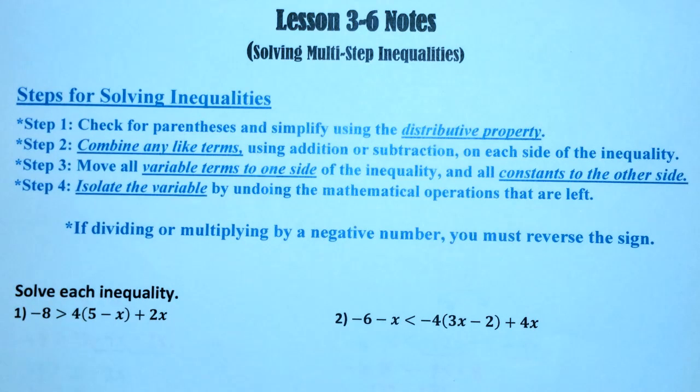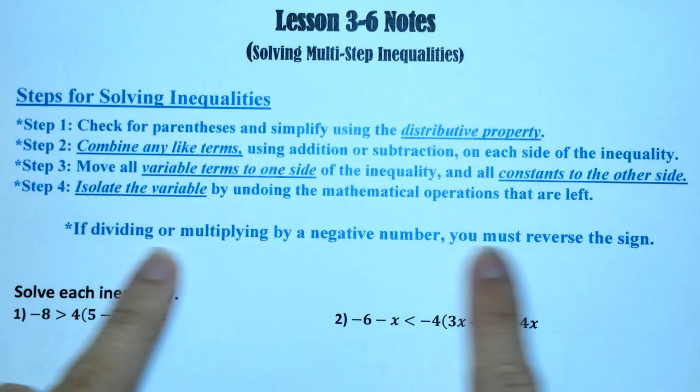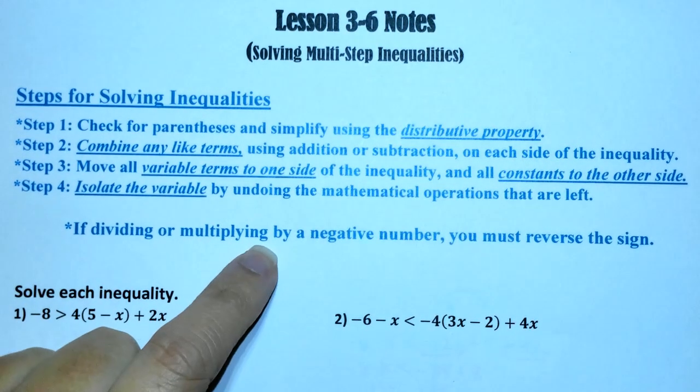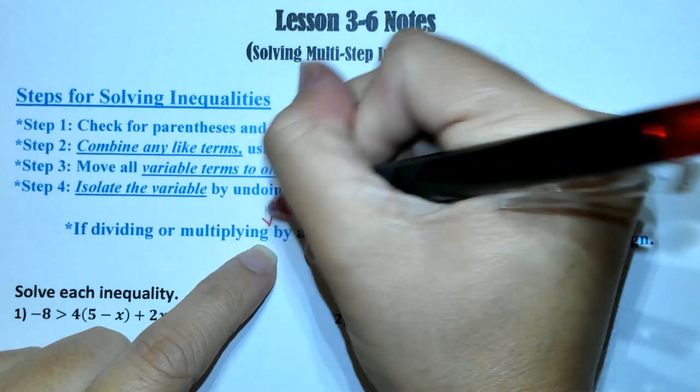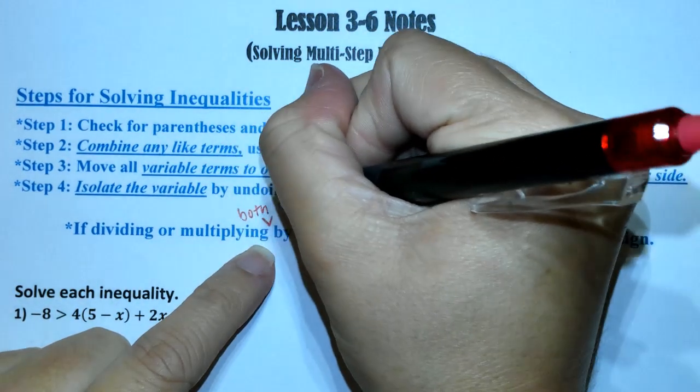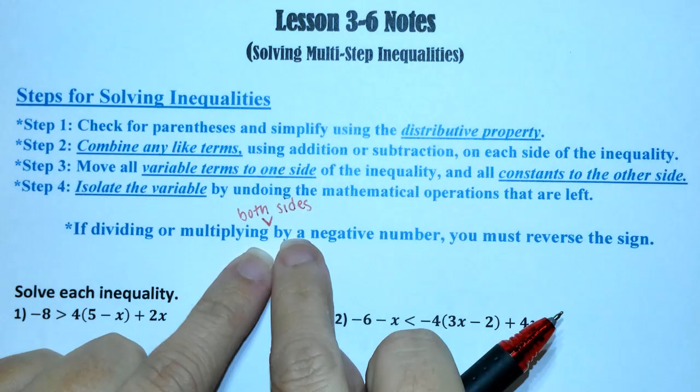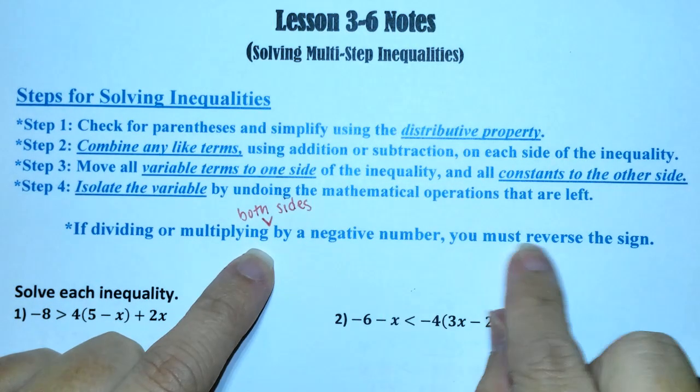This is lesson 3-6 notes, solving multi-step inequalities. So our steps for solving inequalities are the exact same as our steps for solving multi-step equations, apart from this. If we're dividing or multiplying both sides by a negative number, we have to reverse the sign.